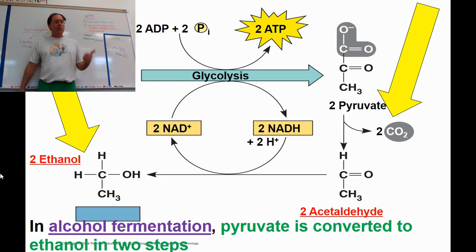then ethanol is made. With both of these, especially with lactic acid fermentation, what happens is when you're done running, your body will take that lactic acid and bring it up to the liver, and it will actually convert it back to pyruvate. But it takes some time, and then you can use that pyruvate to make some ATP eventually.